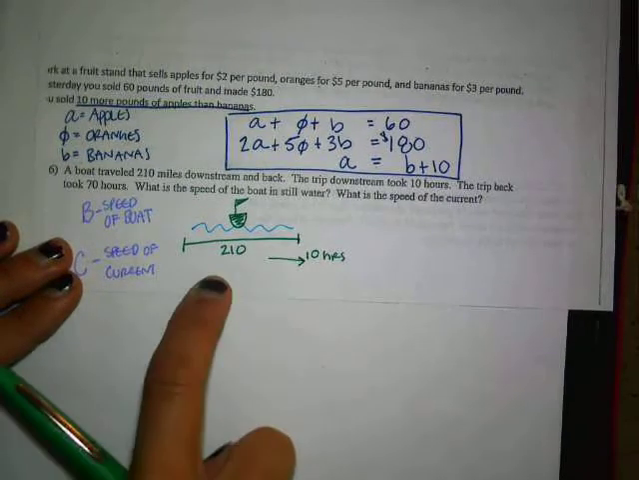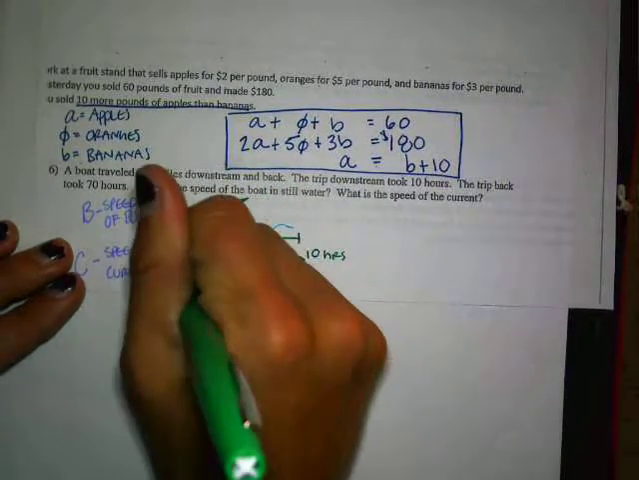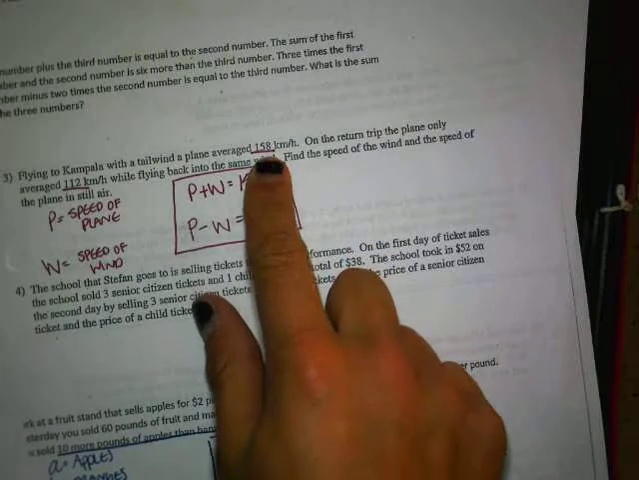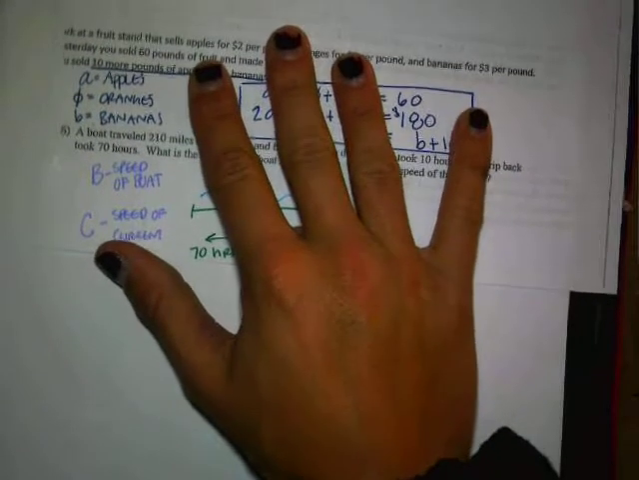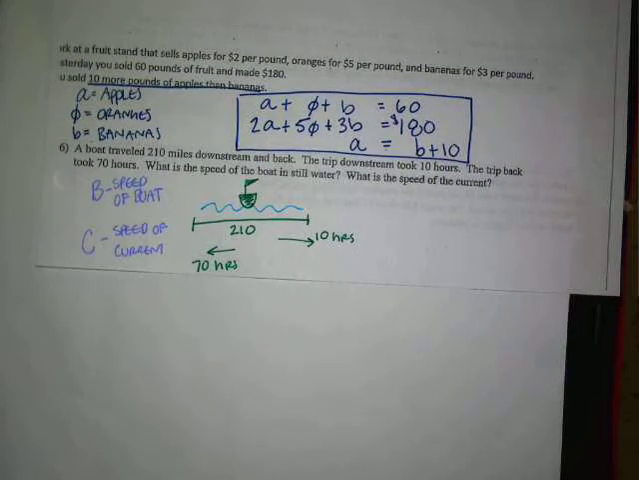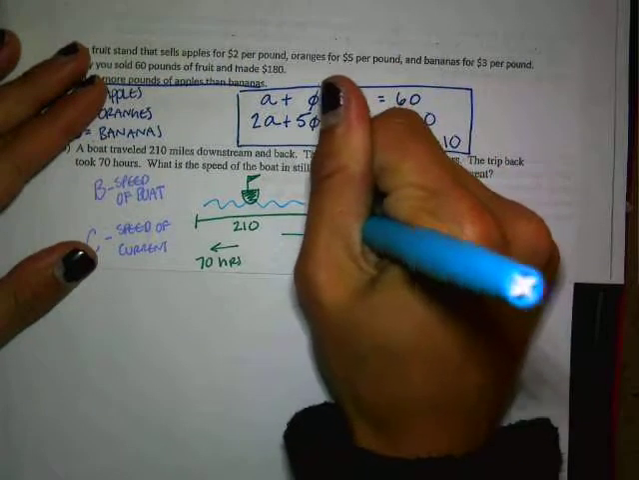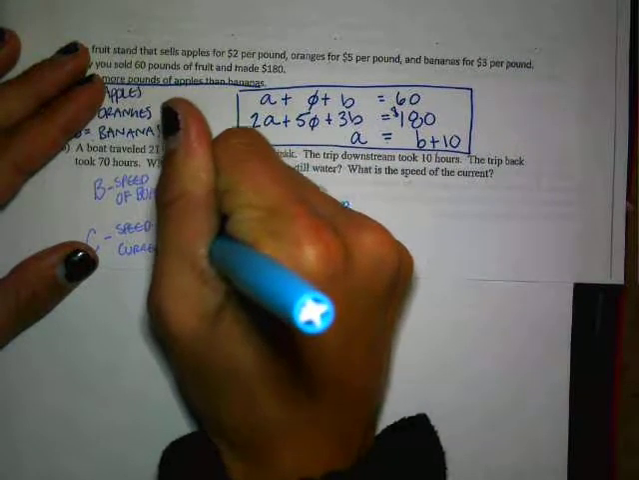So we are going 10 hours to go downstream with the current, and it is taking us 70 hours to go upstream against the current. So what you're missing here is the speed, because if you notice on number 3, I already gave you the speed, right? How do you find speed if I give you distance and time? Distance over time. Think about it. Miles per hour. Miles divided by hours. Distance divided by time is the speed. So your speed going downstream is 210 over 10. Your speed going upstream is 210 divided by 70.